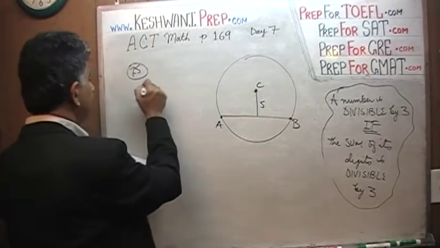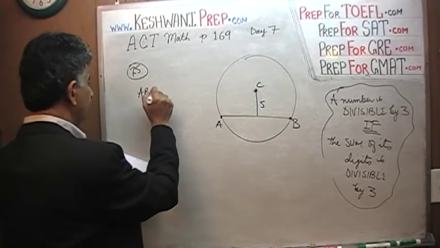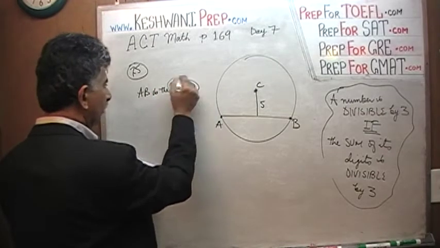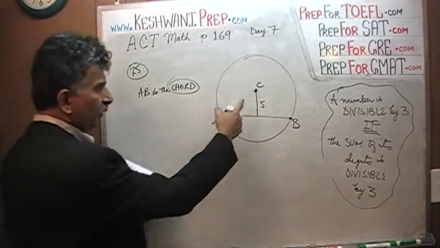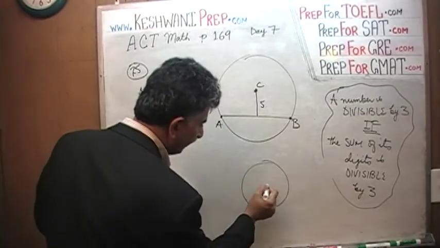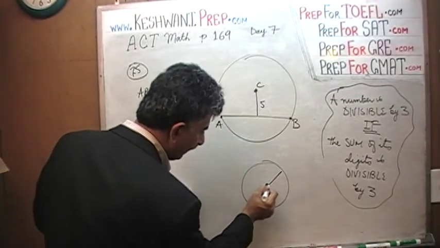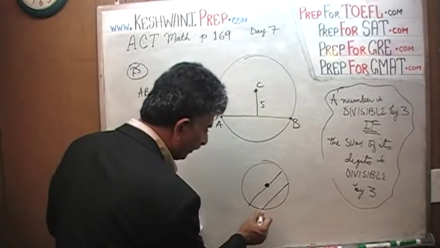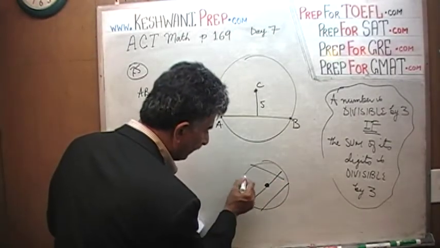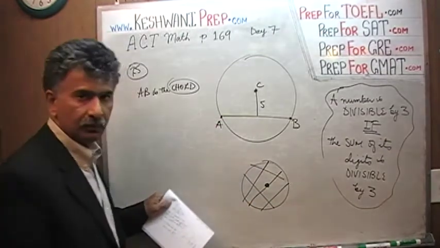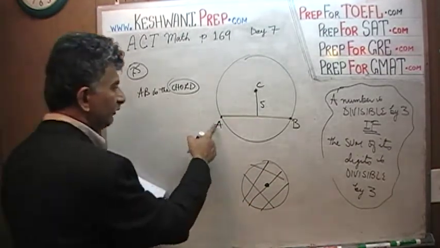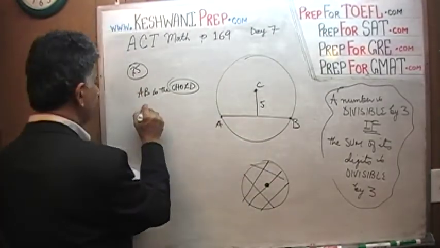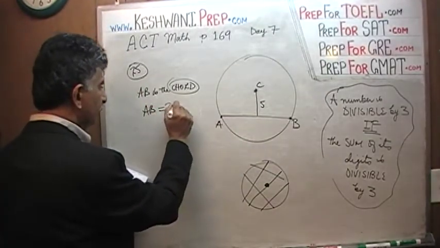And so AB is the chord. That's what it's called. If the line goes through the center, of course, that's the diameter. But if it doesn't go through the center, it's called a chord. This is a chord, that's a chord, these are all chords. AB is a chord because it doesn't go through the center. And we are told it is 24 inches long.